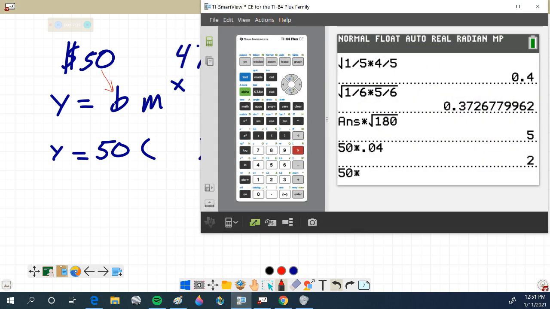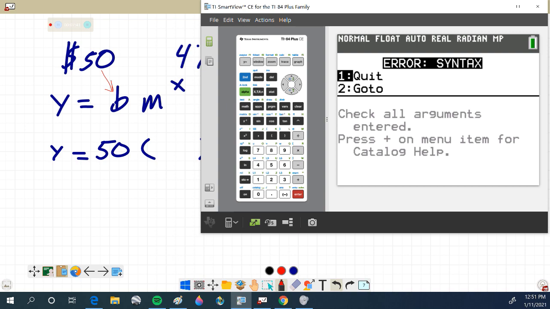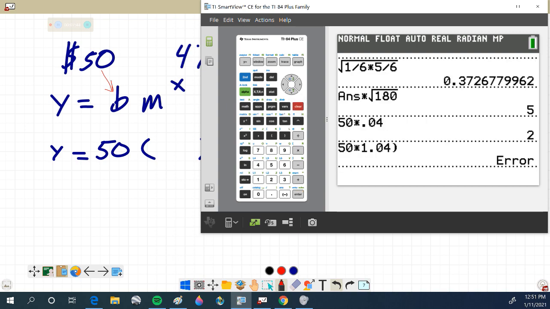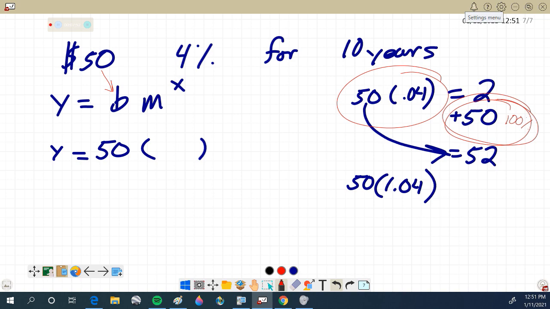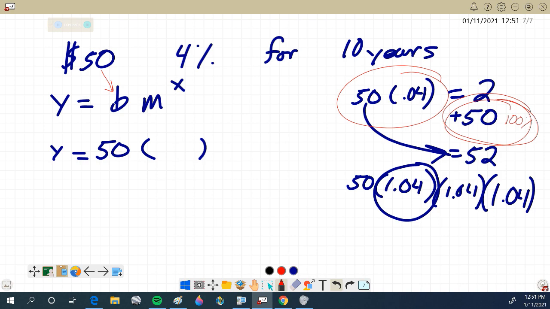So 50 times 1.04 is error. What did I do wrong? Oh, 50 times 1.04 is 52. Do you see that shortcut? So what if I want to do this 10 times? Then I could just list it 10 times, or if I'm lazy, just go to the 10th power. So I'm going to do 1.04 to the 10th. And I'm going to skip all that work in between.